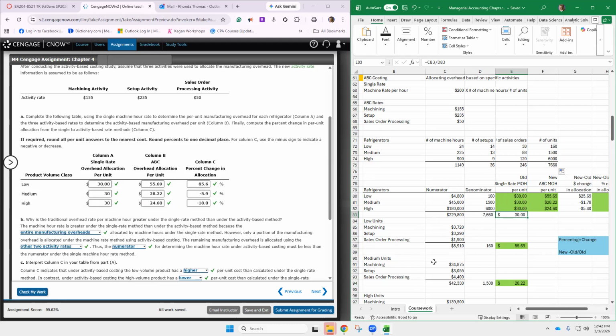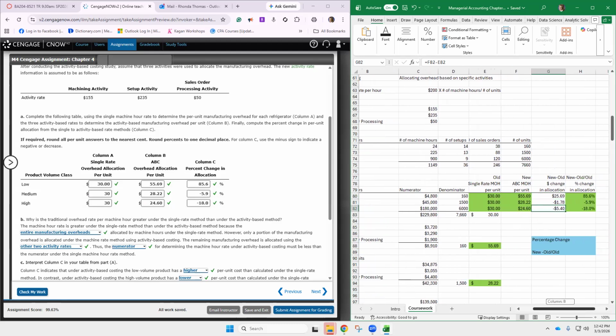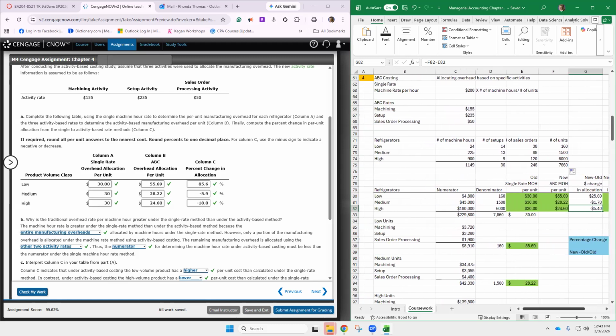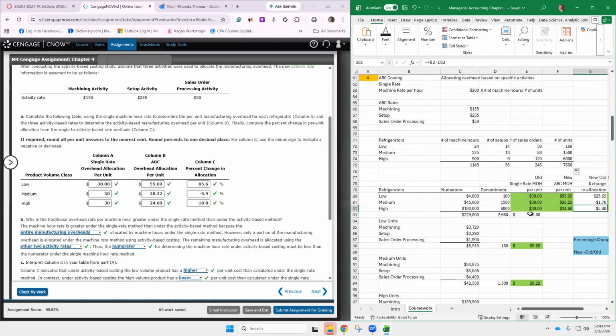Now we're getting ready to do activity-based costing. So now we're going to do it over machining, setup, and sales order process. And now the machining rate is 155. This is where these numbers are coming in here. And then we're going to want to know the difference between the two amounts. And then I'll show you how to do the percent of change between the two different methods.